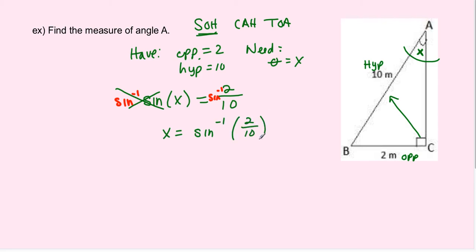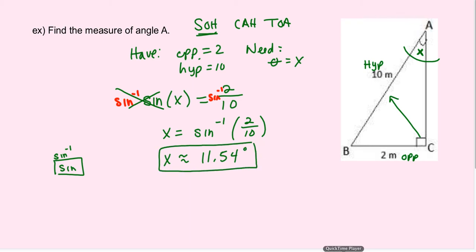On your graphing calculator, you'll see above the sine button it says sine minus 1. That's the inverse of sine. So on your calculator, you do second sine and then enter 2 divided by 10. When I hit enter, I get an answer. It tells me x is about equal to 11.54. And this is my angle, so that's going to be in degrees. And those are the ways that we can solve right triangles using trigonometry.